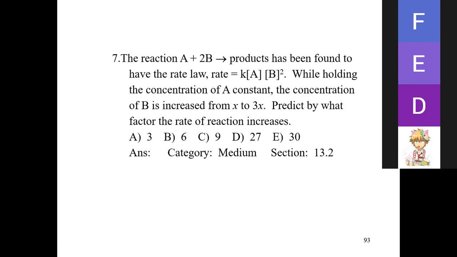The reaction A plus 2B gives you products, has been found to have the rate law: rate is equal to concentration of A times concentration of B squared. While holding the concentration of A constant, the concentration of B is increased from X to 3X. Predict by what factor the rate of the reaction increases. A, 3; B, 6; C, 9; D, 27; E, 30. Yung sagot, Emmanuel? Anong letter?